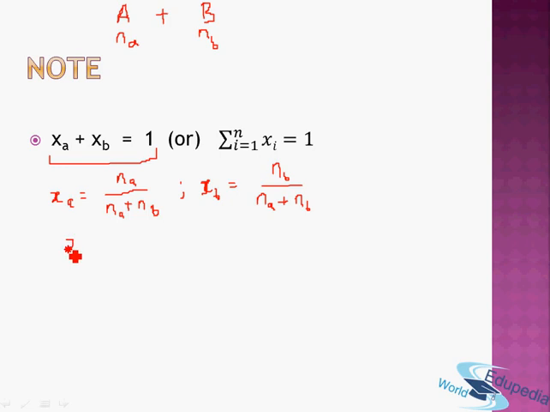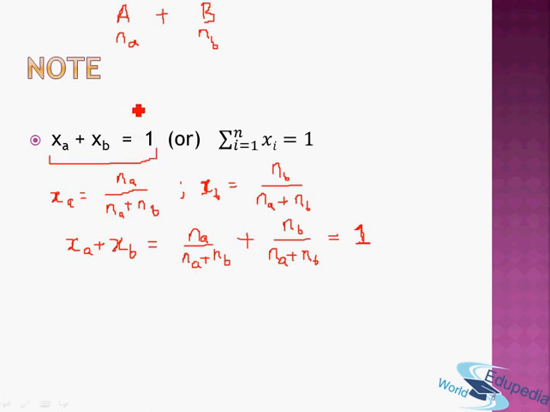Now let's sum them up. Let's add Xa and Xb. So what do I get? Na divided by Na plus Nb plus Nb divided by Na plus Nb. This is Na plus Nb divided by Na plus Nb, which is obviously going to be 1. That is why I have written here Xa plus Xb is equal to 1.